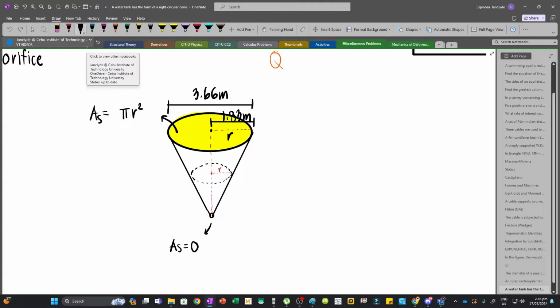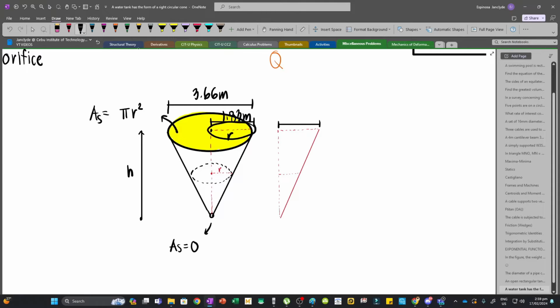And then by the way, since ito yung height natin from the bottom part patungo sa top, we will actually express r in terms of the height. And so we can consider the ratio of this triangle. Now, diba, if i-isolate natin yung triangle na yan, magiging ganito. Yan. And then this is 1.83 meters. Kasi ito yung radius sa top. And then dito naman, let's label this as R. And then ito, let's label this as H.